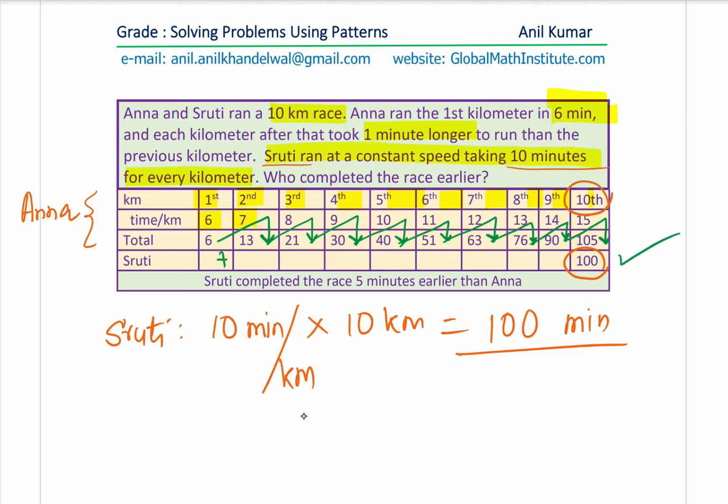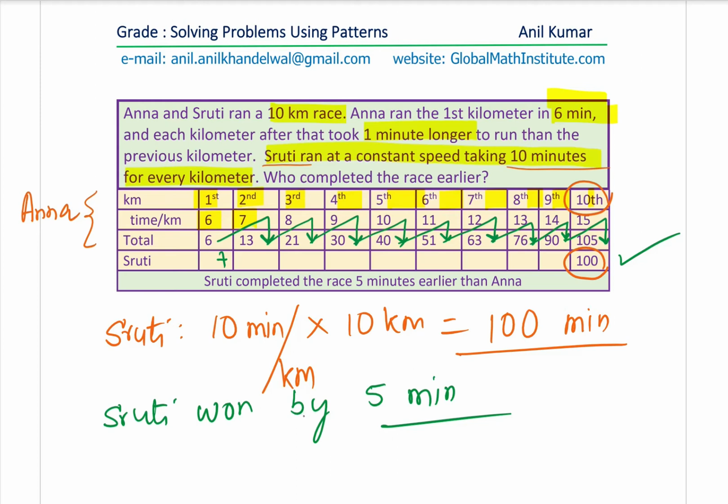That means Anna took 5 extra minutes. So Shruti won by 5 minutes, correct? As Anna took 105 minutes, and that is how we could answer this particular question. So I hope the strategy is clear.